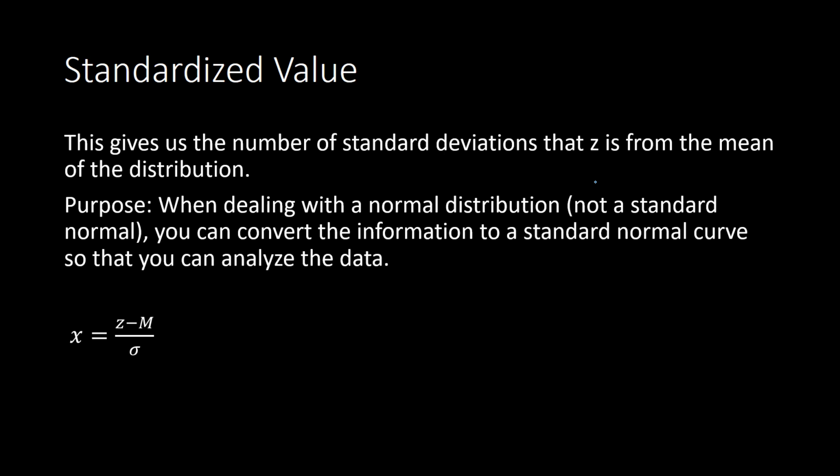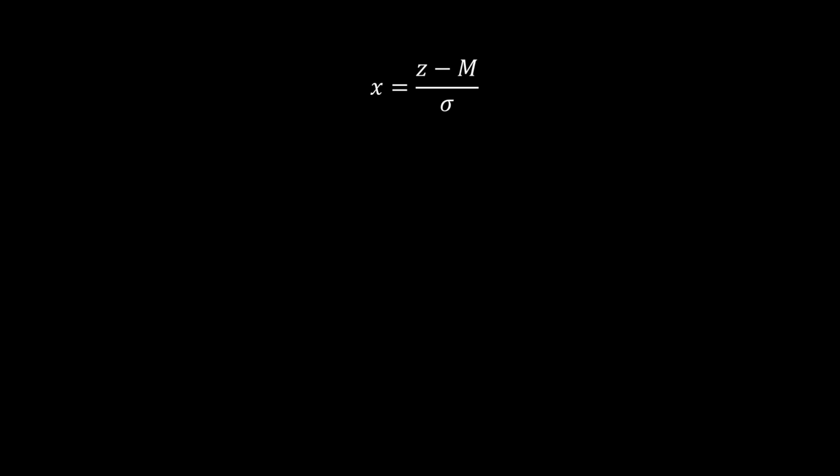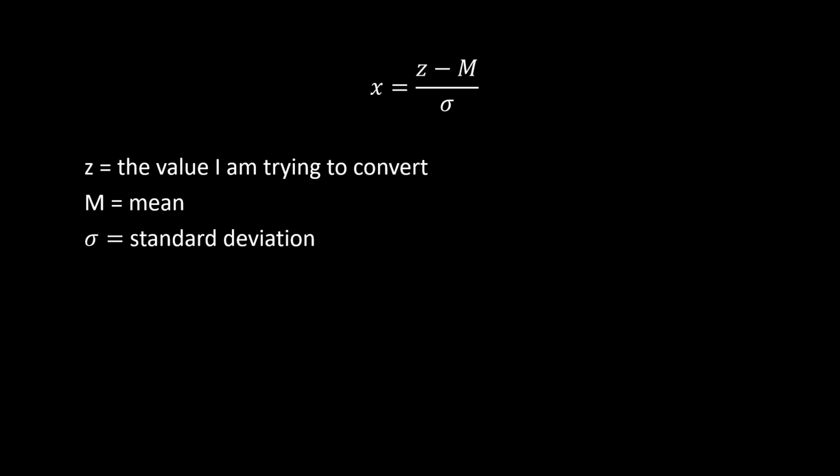So the formula we're going to use is x equals z minus m over this Greek sigma. So what this formula means is the z will be the number or the value I'm trying to convert into a standard normal. The capital M is the mean of the data, and the Greek sigma is going to be the standard deviation.